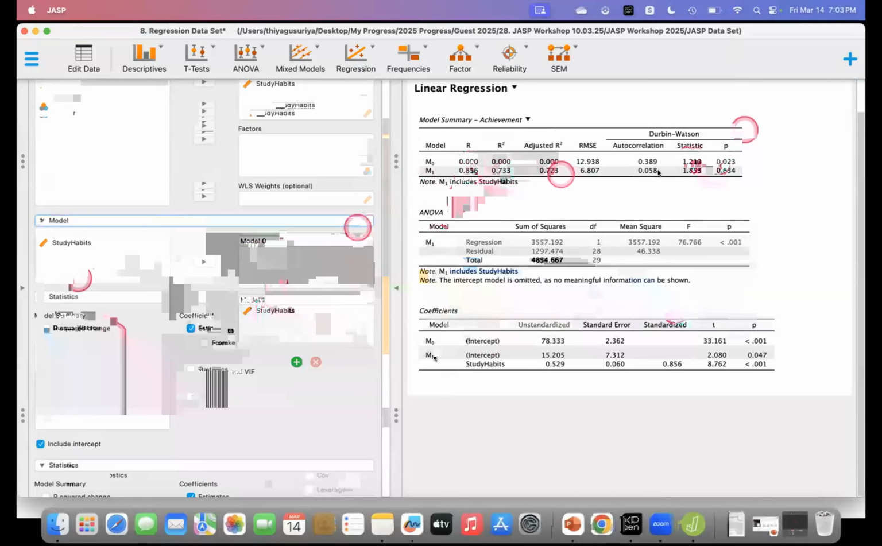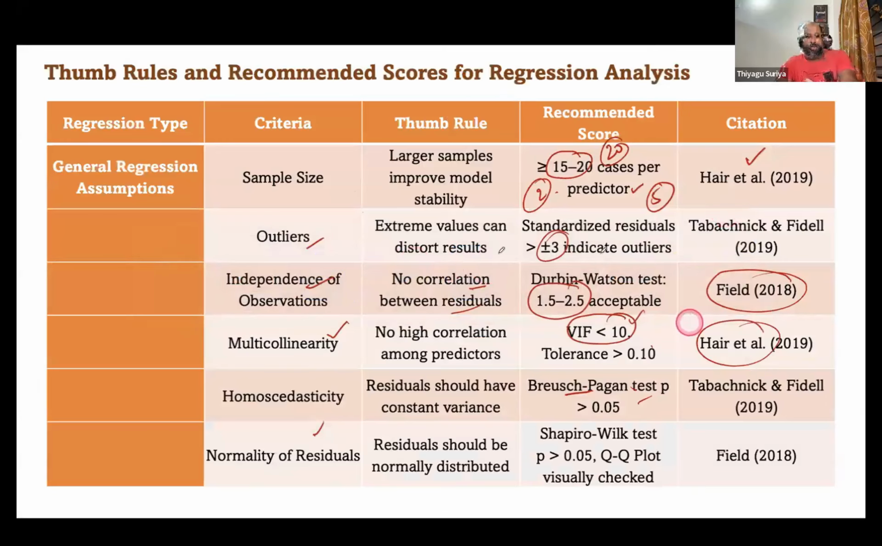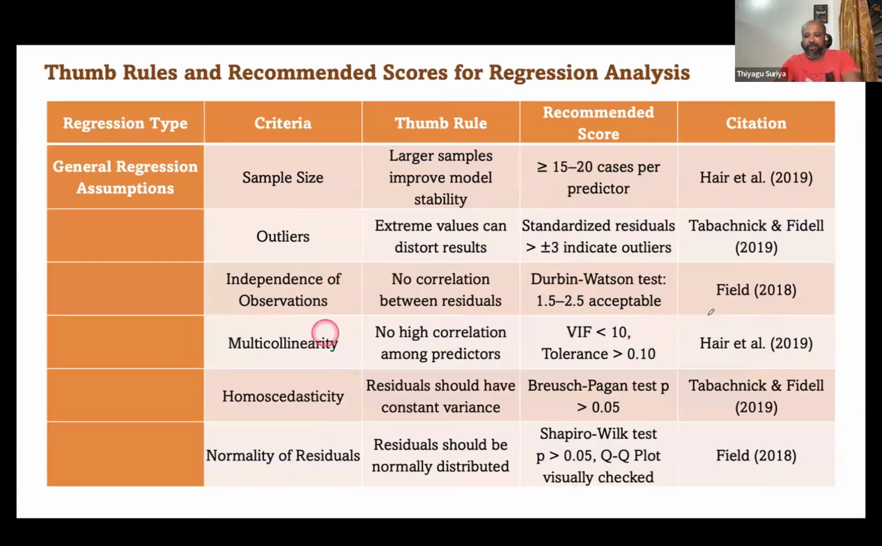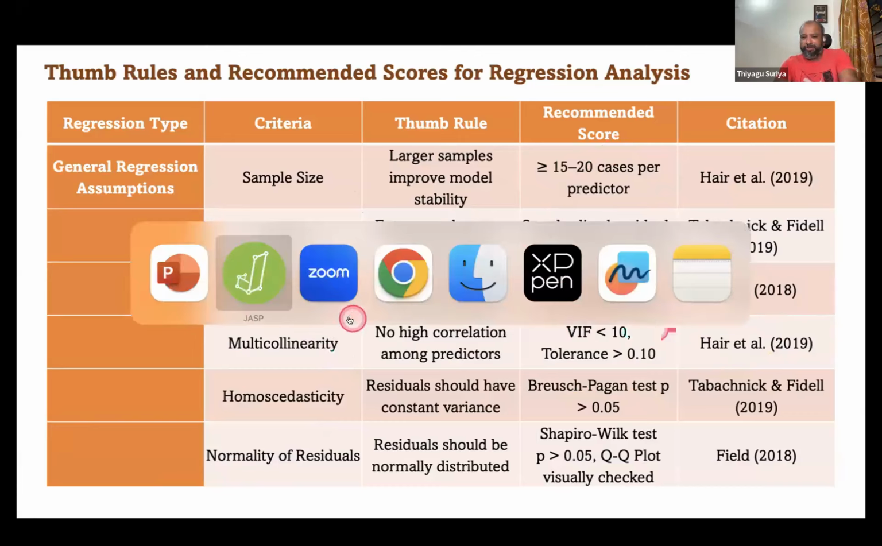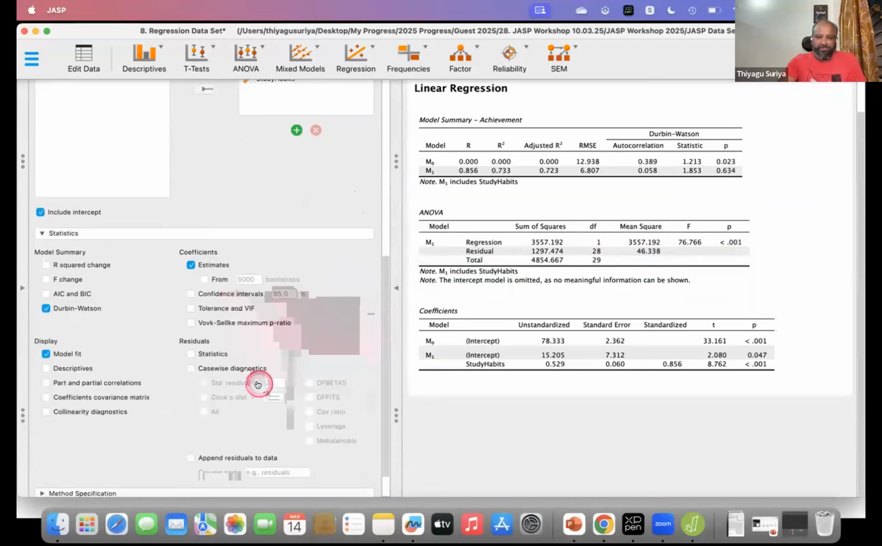So if you go with M1, what is our status? The Durbin-Watson value is 1.853. Whether it's satisfied or not? Yes, it is satisfied. According to this, we need a value between 1.5 and 2.5, which is acceptable. Therefore, the independence of observations is acceptable. So we are cross-checking this. Any doubts? Durbin-Watson is satisfied.